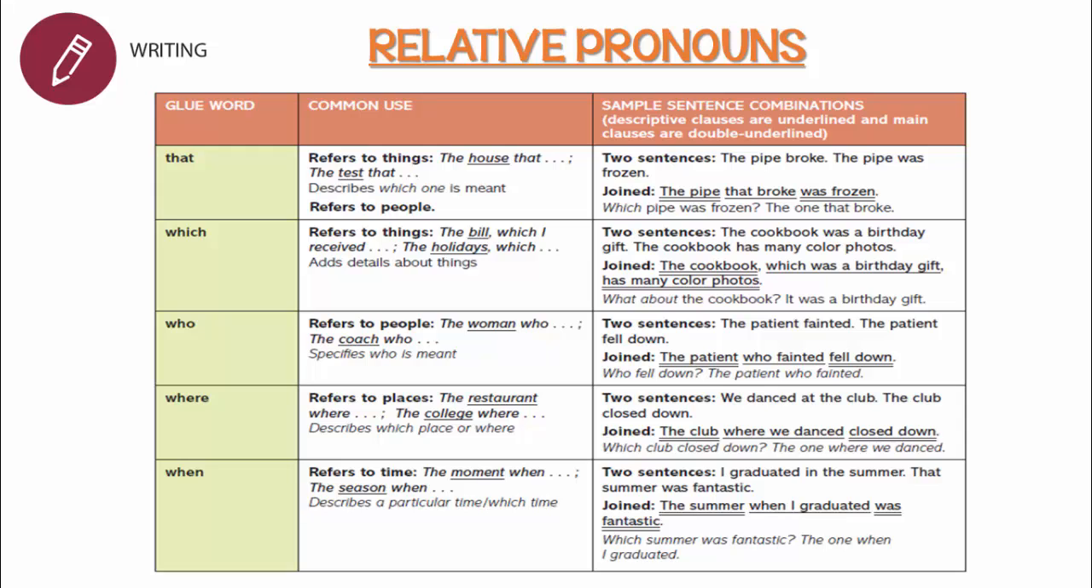Here you can see a list of the relative pronouns: that, which, who, where, and when. That refers to things and also to people. Which refers to things. Who refers to people. Where refers to places. And when refers to time. You can pause this video and read the examples if you like.